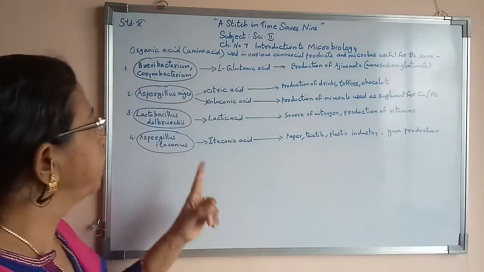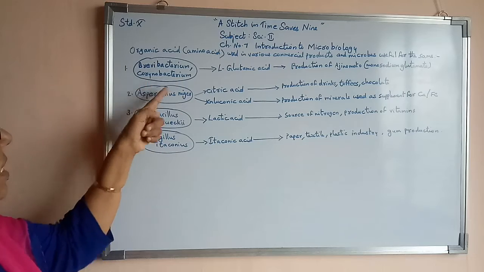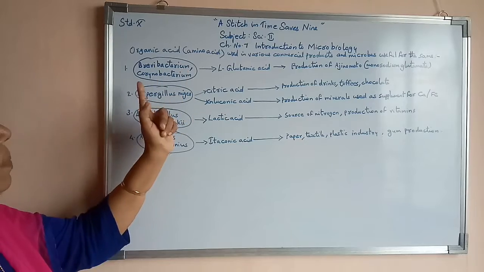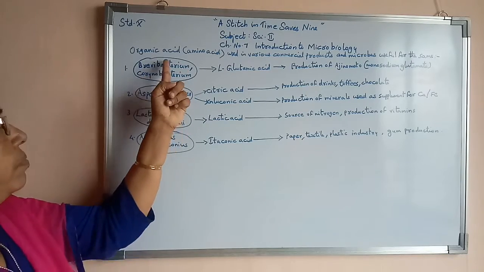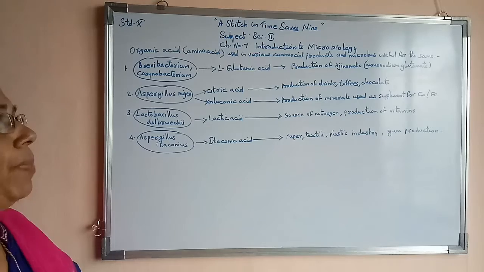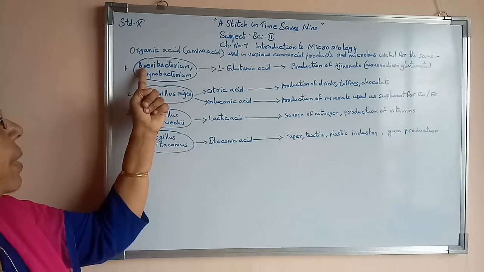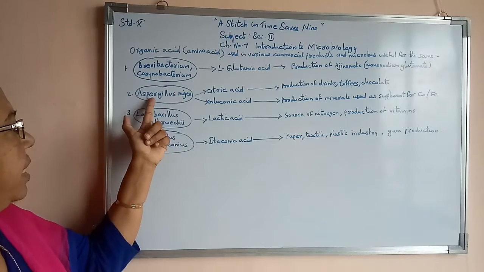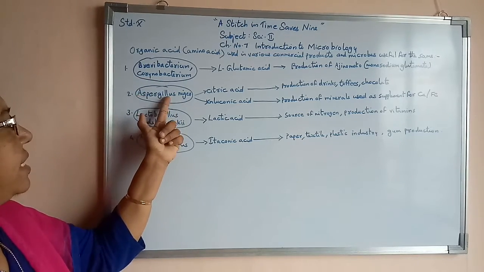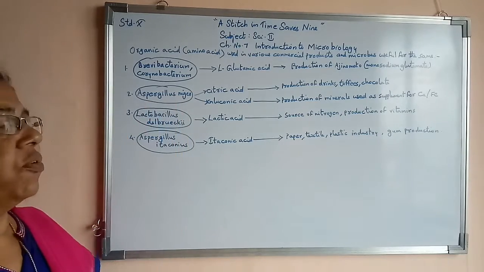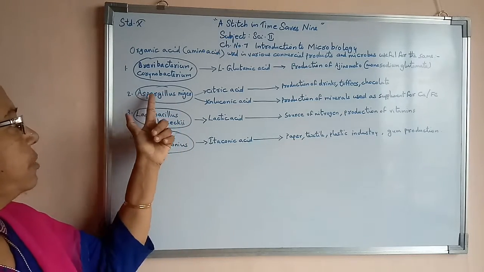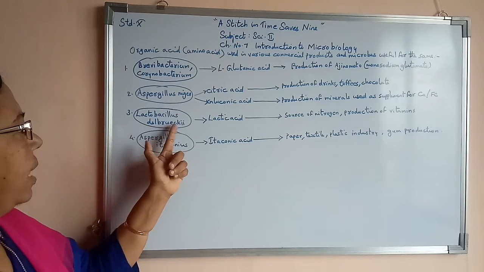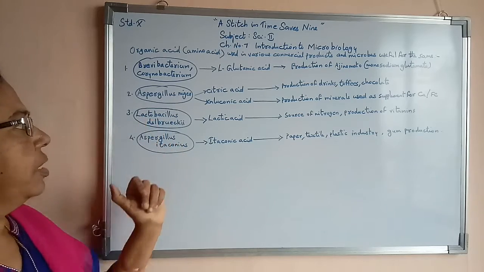Let us see now. Here are the different types of microbes. Here Brevibacterium as well as Corynebacterium. These two are different types of bacterium. First one Brevibacterium, second one Corynebacterium. Here this is Aspergillus niger. This is a type of fungus. Aspergillus niger. Here Lactobacillus delbrueckii. This is a type of bacterium.